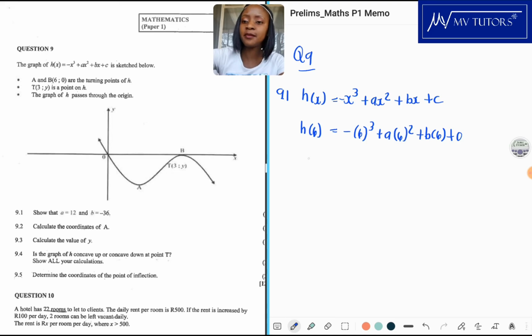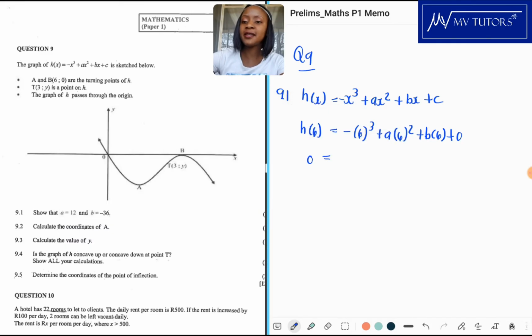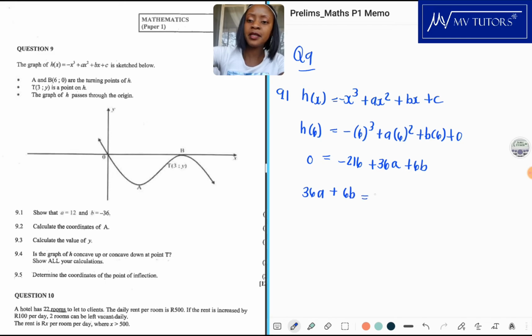And we know that this is 0. So 6 cubed, I don't know what it is. Should I know? No, we have a calculator. 216. Negative 216 plus 36a plus 6b. So basically 36a plus 6b is equal to 216, and that is our first equation.